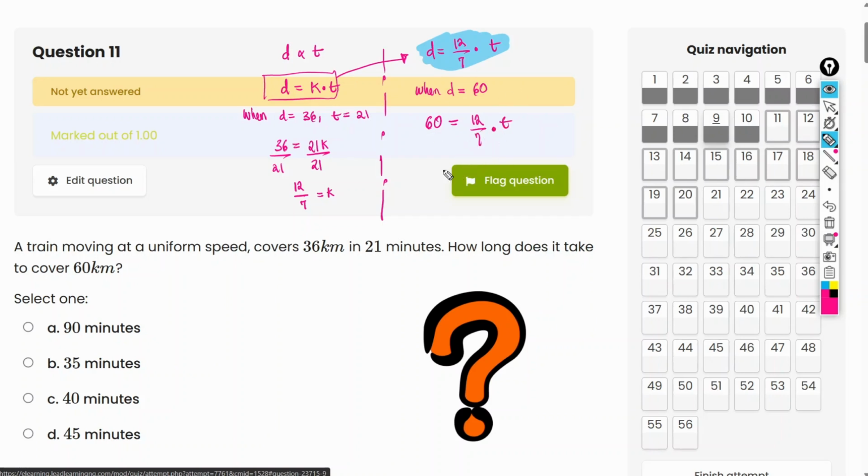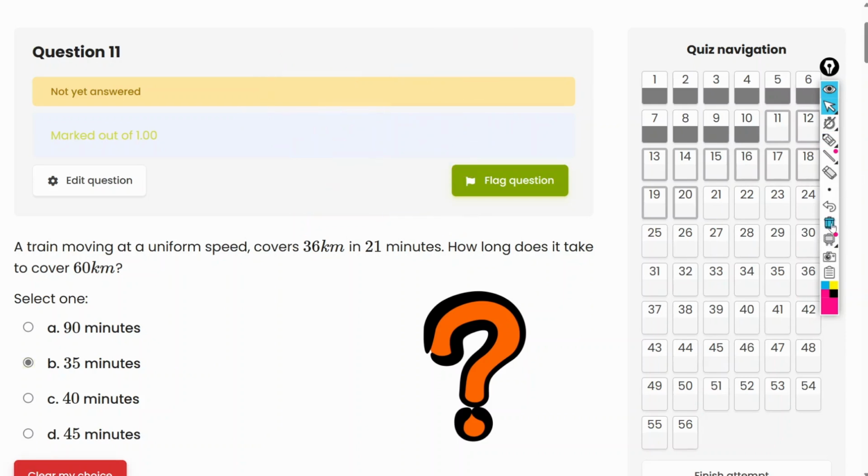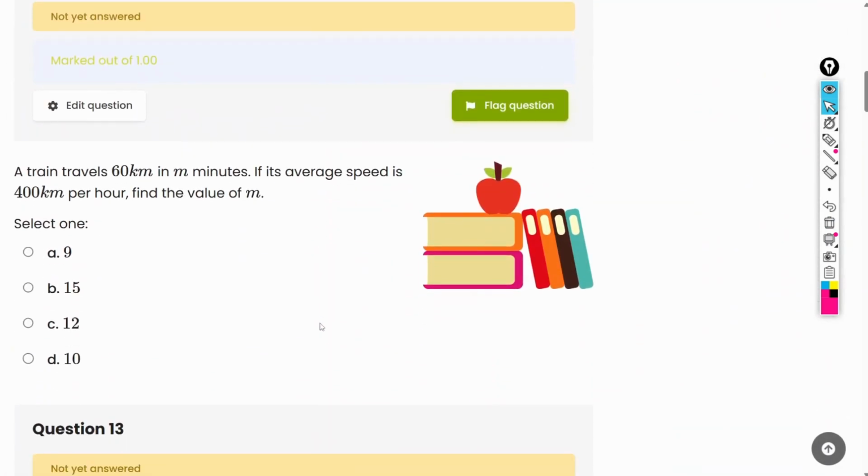I could cross multiply. I would have 7 times 60 is equal to 12T. I divide both sides by 12. I would have here 1, here 5, then this would cancel out. I'll just get 35 is equal to T. So it's going to take 35 minutes to cover 60 kilometers. Right, option B.